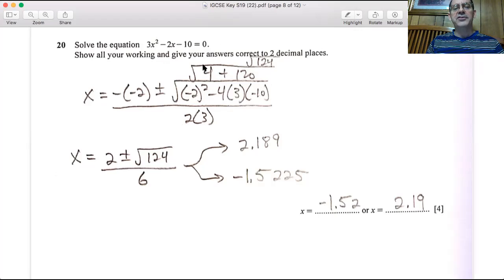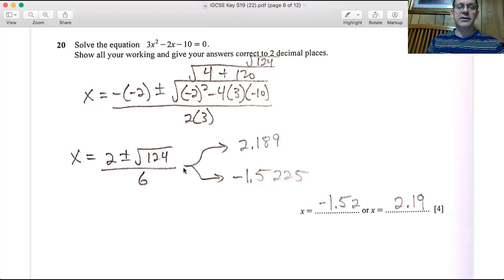So what I do is I start simplifying my radical. Negative 2 squared is 4. A negative 4 times 3 times negative 10 is a positive 120. So this adds up to the square root of 124. So a negative negative 2 is positive 2, plus or minus root 124 all over 2 times 3, which is 6.